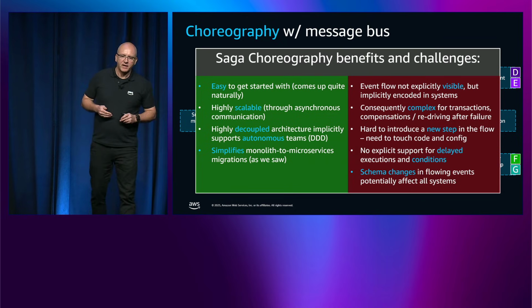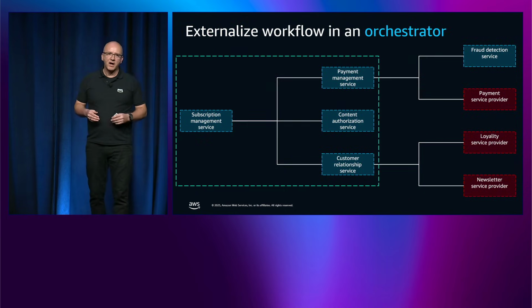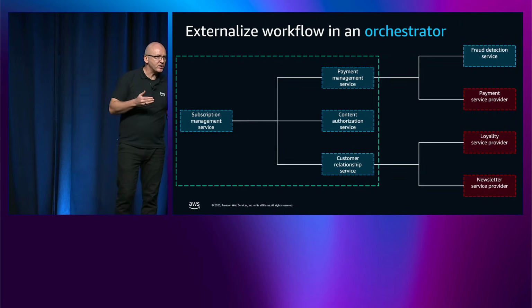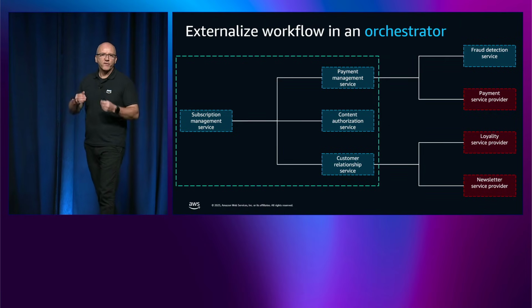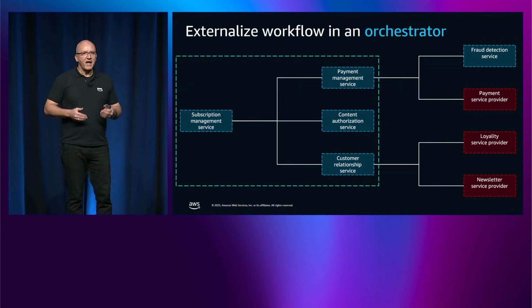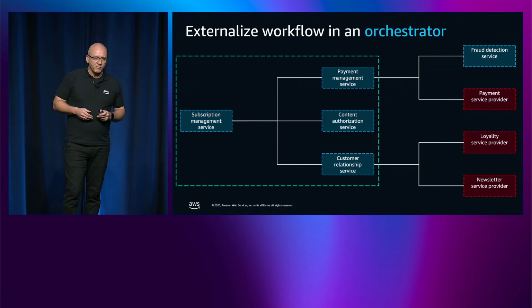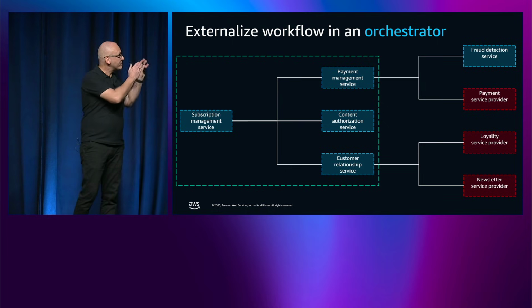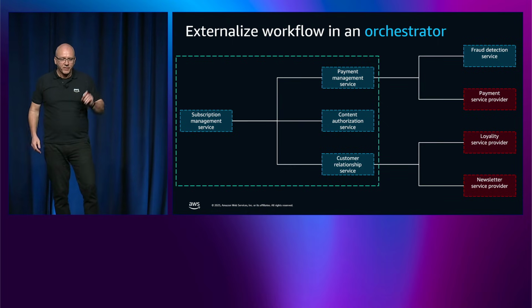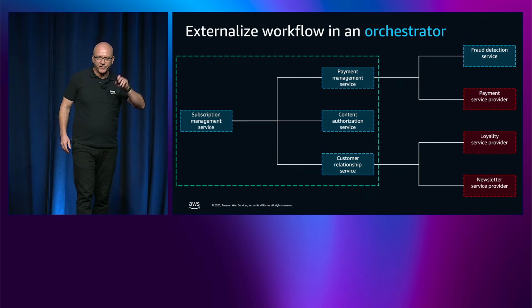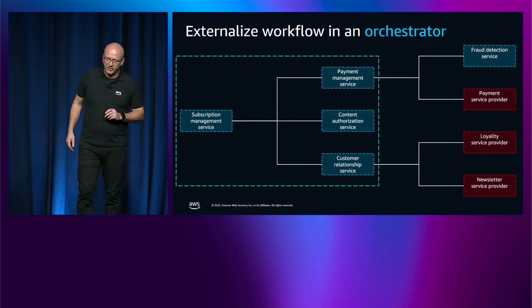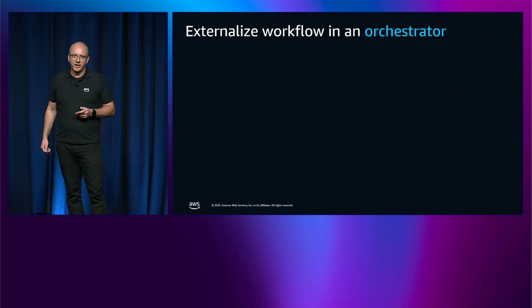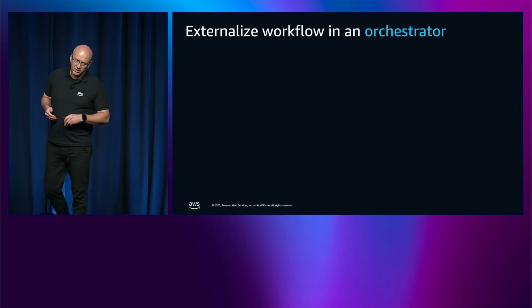Yes, there is. And this is where Saga orchestration comes into action, because the idea of Saga orchestration is to make that workflow externally available and explicit. To illustrate this, let's only look at the first half, or the first two-thirds of this diagram now, the subscription management service and the first downstream services. How can we externalize that using an orchestrator now?